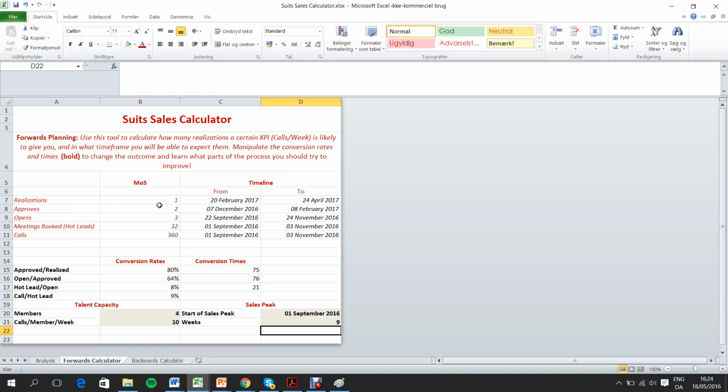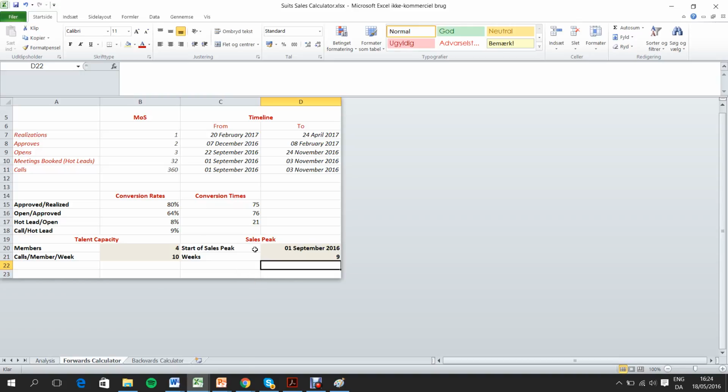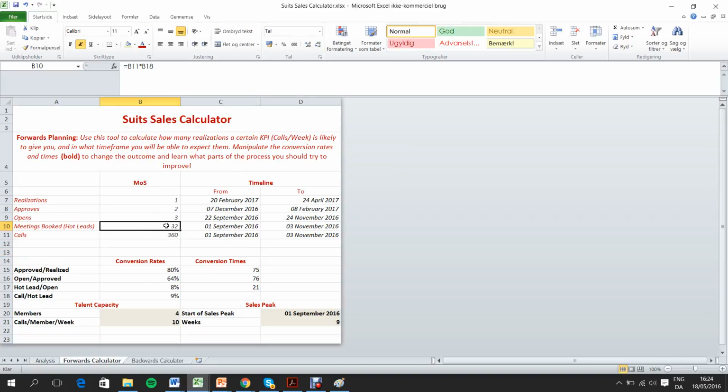Awesome. So now stuff happened up here, you can see. Basically this means that this calculator will be doing 360 calls from the 1st of September to the 3rd of November, that's 2 months. In this time we'll book 32 meetings because we have this conversion rate from call to hot lead, right? Of these meetings, we'll have 3 raises. We'll expect those contracts to come in 22nd to the 24th of November. So that's what you put in your planning tool. In this time frame, you will expect 3 raises, or opens, as it may be.